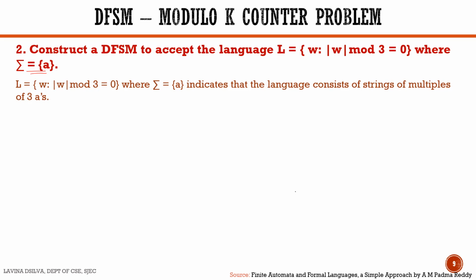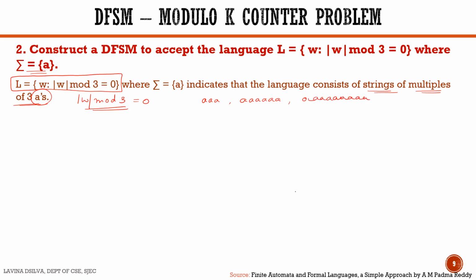This language interpretation indicates that we have strings of multiples of 3 a's, right? a is your alphabet, and the length of W mod 3 should be equal to 0. This means that you need to have 3 a's, or 6 a's, or 9 a's, and so on.